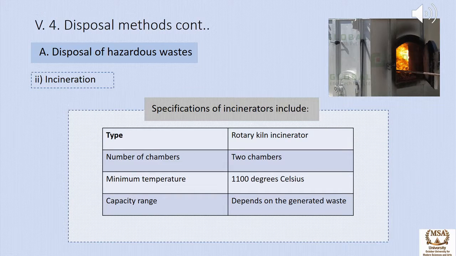The second method is incineration. Specifications of incinerators should include a rotary kiln type incinerator with two chambers with minimum temperature 1100 degrees and capacity range depending on generated wastes. Incineration of pressurized containers should be avoided to prevent explosions that could damage the equipment.